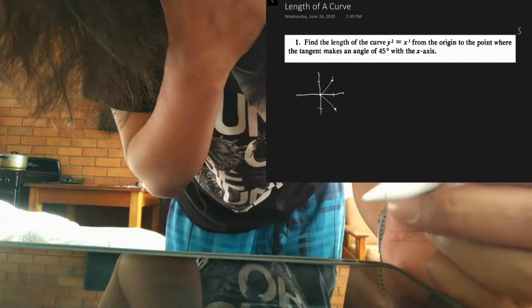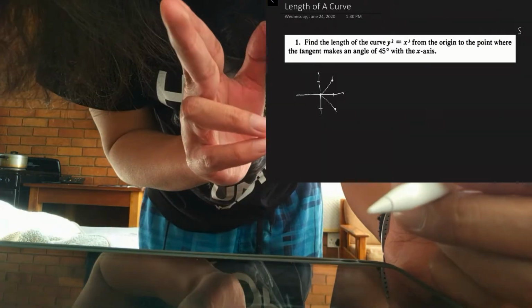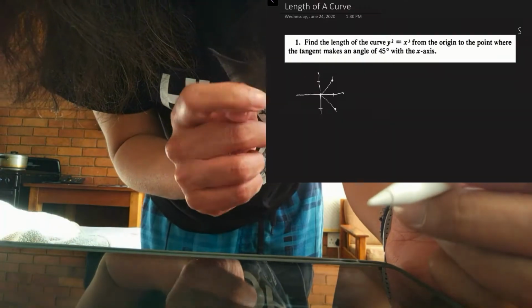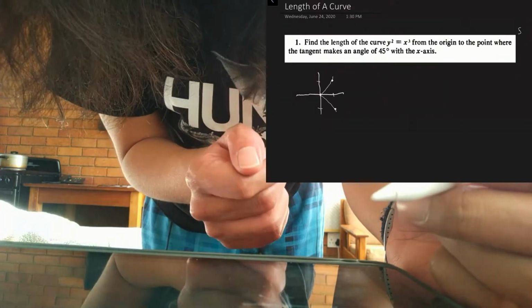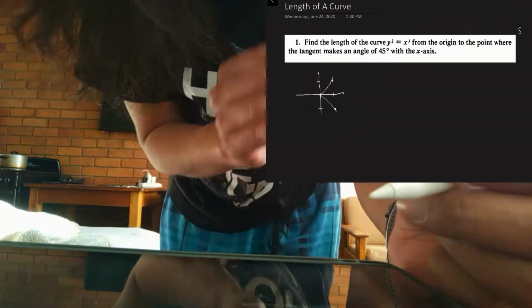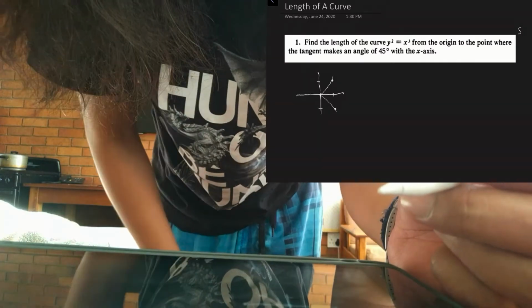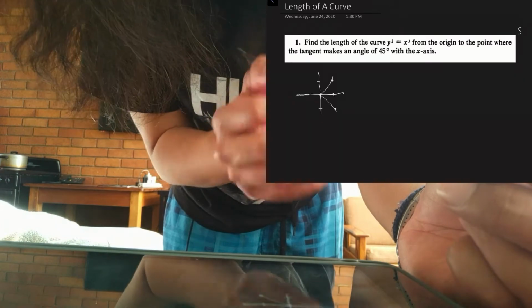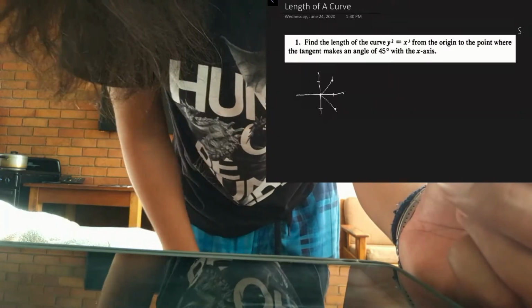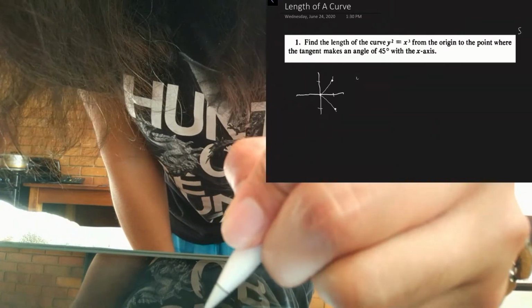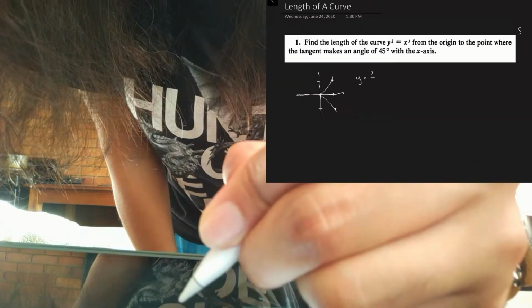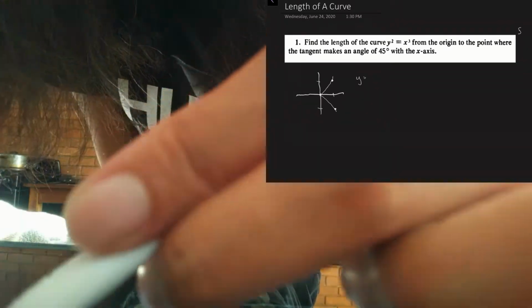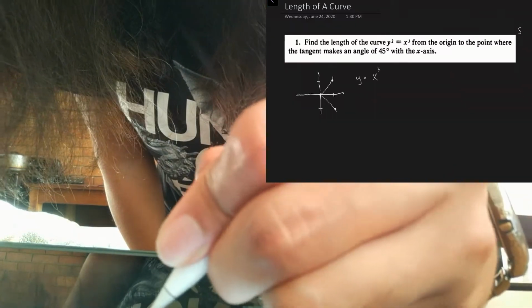Now we want the length to a point where the tangent makes an angle of 45 degrees. That's only possible in the first quadrant, because in the first quadrant the angle that the tangent makes can be 45, while in the fourth quadrant it can't be. So we take the function y equals x to the 3 halves. I meant to write x to the 3 halves.